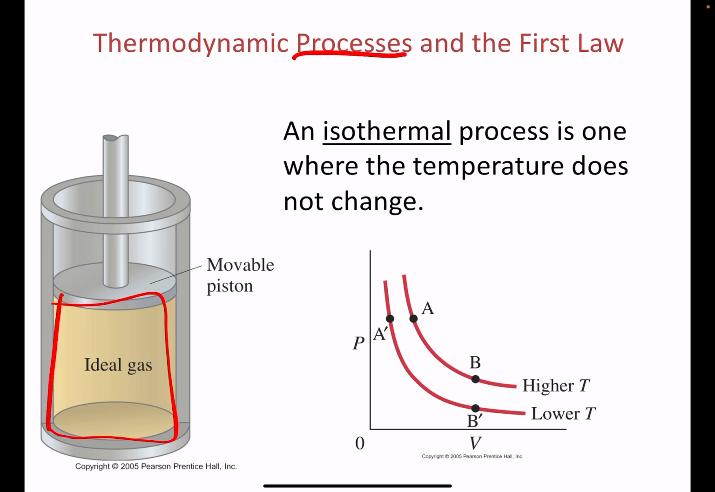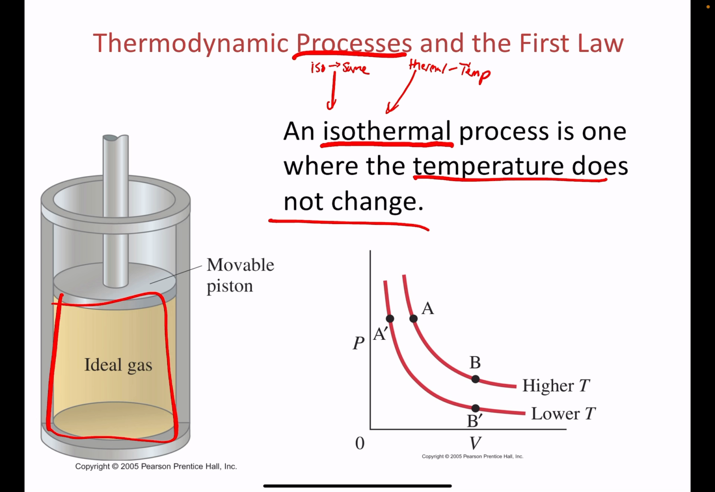And so we have a bunch of different names depending on what we do. We have an isothermal process. Iso means the same, and thermal, as you can probably guess, refers to temperature. And so an isothermal process is one where the temperature remains the same. Our temperature does not change.